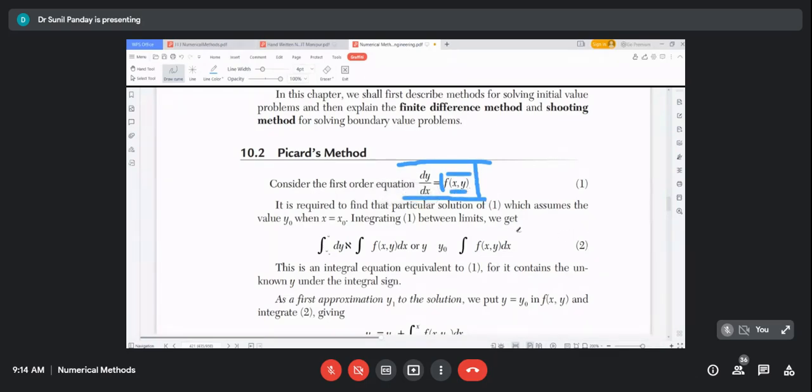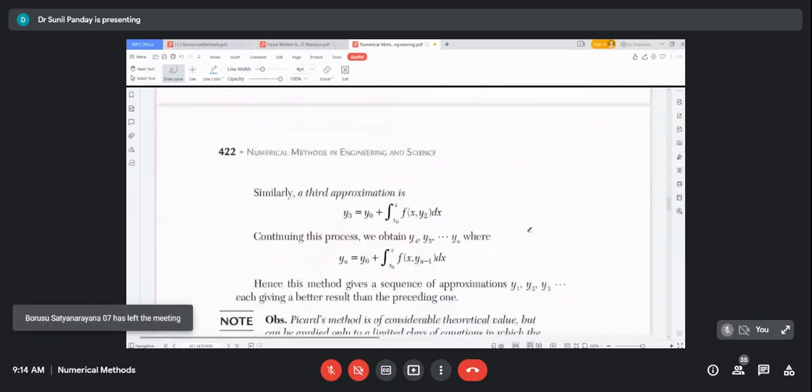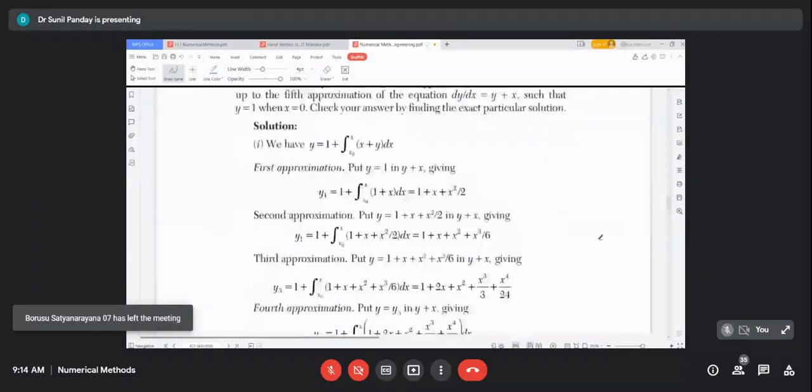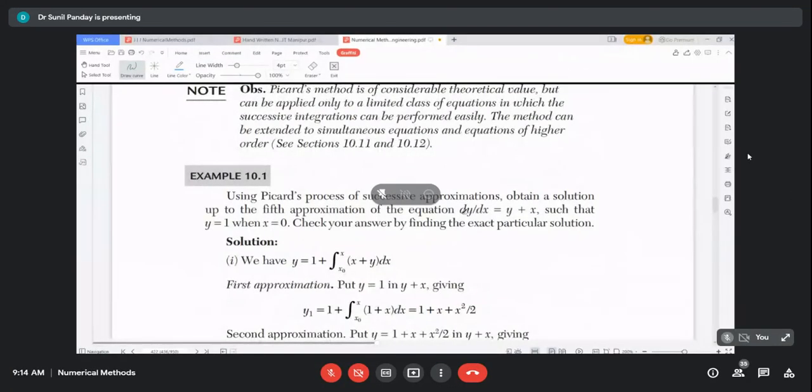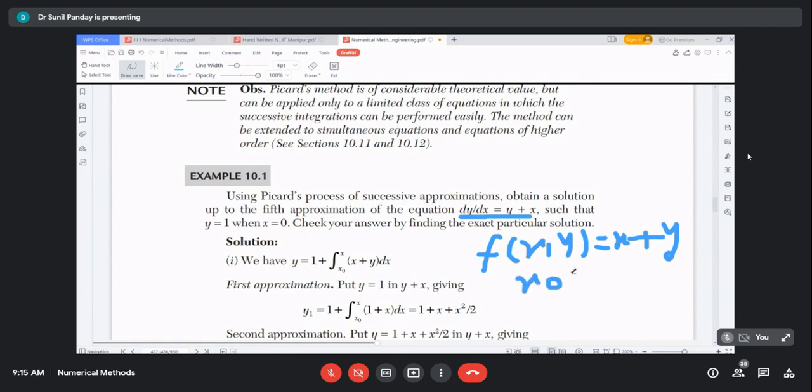So when we're talking about f(x, y), to solve this differential equation, suppose we have this as our differential equation. Then here you can find your f(x, y) is x plus y, and your x naught is 0, and your y naught is 1. So this is the information given in the question.